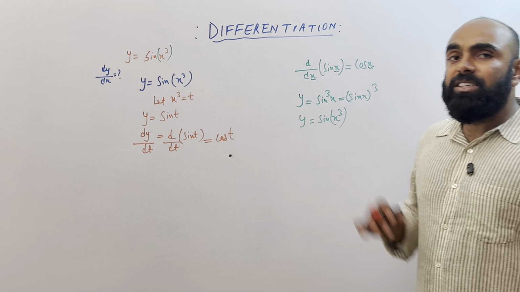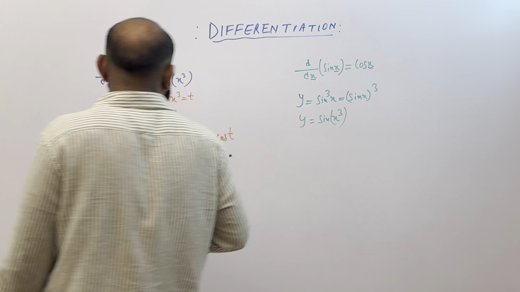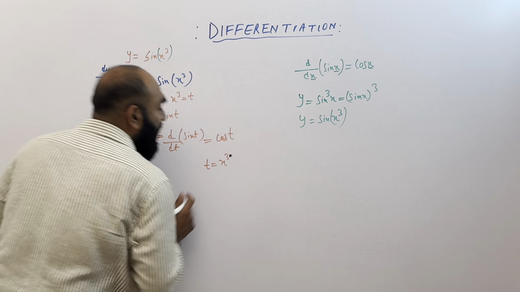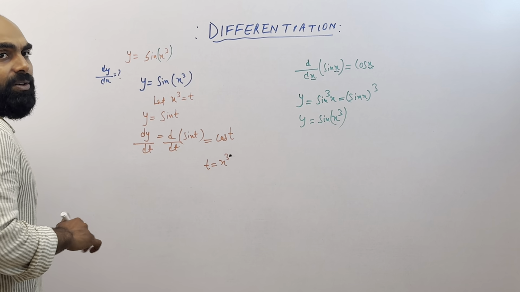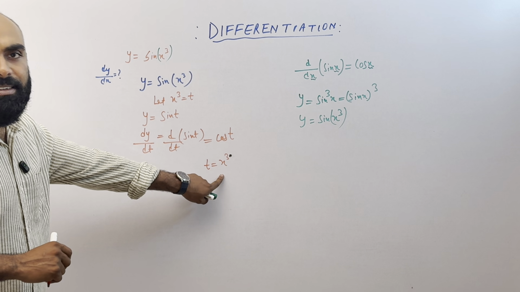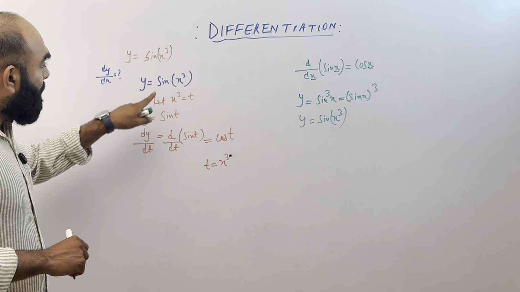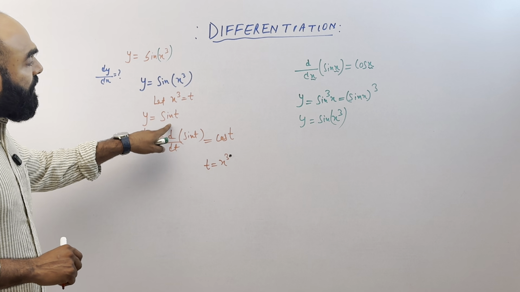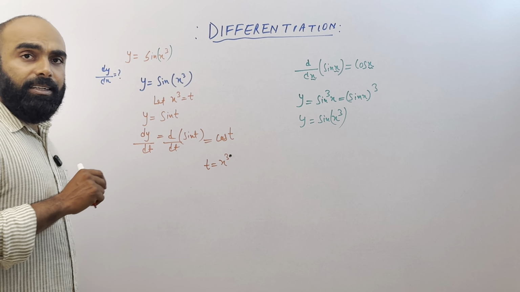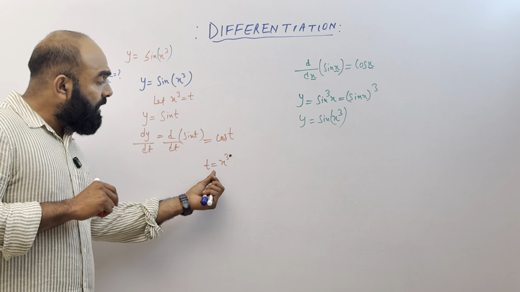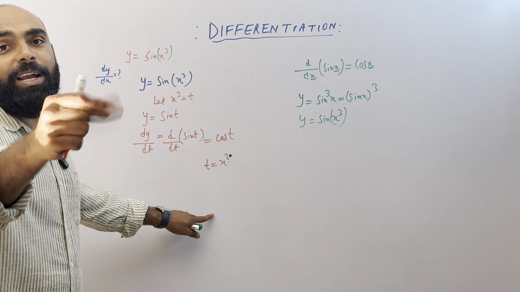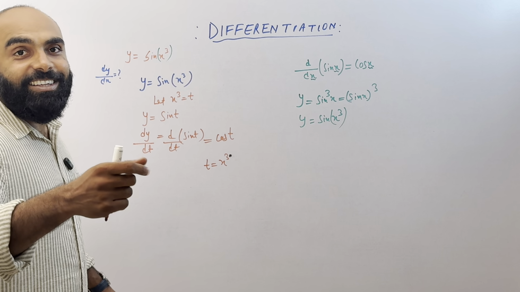Okay, this we call the substitution method. After doing this, what is your t? So t is my x to the power 3, and this t is a function of x. You can see t is equal to x cube. T is a function of x. After substitution, y became a function of t. That's why I have differentiated this y with respect to dt. Now this t is a function of x, so I have to differentiate this function with respect to dx.